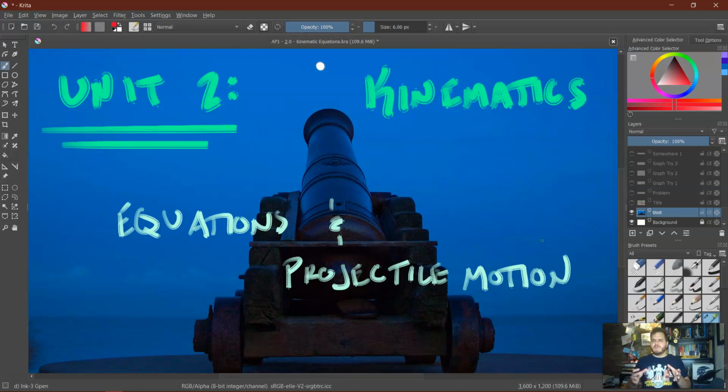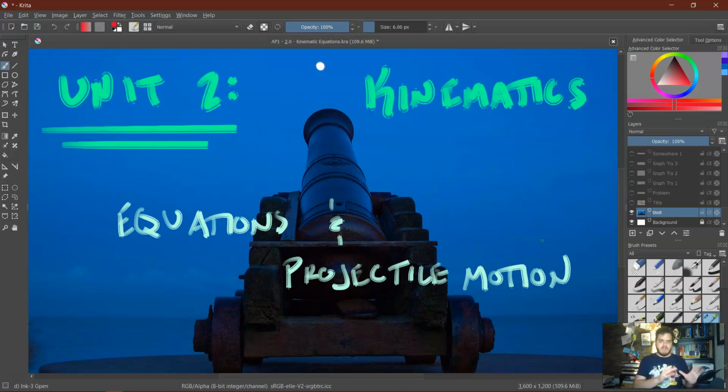Okay, AP Physics 1 students, this is the start of our second unit. Once again on kinematics, or the mathematical or scientific description of how objects move. Now remember, we're not focused on why objects are moving, we're just trying to describe how they move.